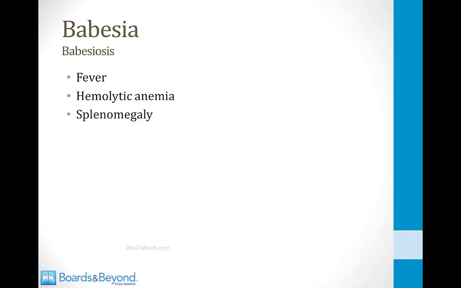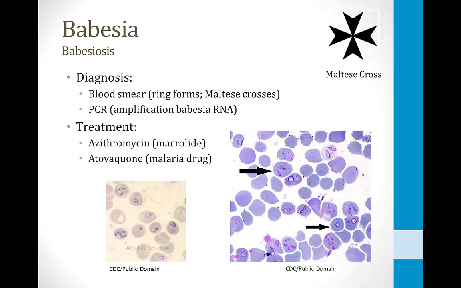If you know that Babesia infects red blood cells, then the symptoms are pretty easy to make sense of. You get fever, which is a sign of infection. You get hemolytic anemia from the protozoa lysing the red cells that it infects. And you get splenomegaly as the spleen tries to clear those infected red blood cells. The diagnosis can be made by a blood smear. What you see on a blood smear are ring forms of the protozoa.